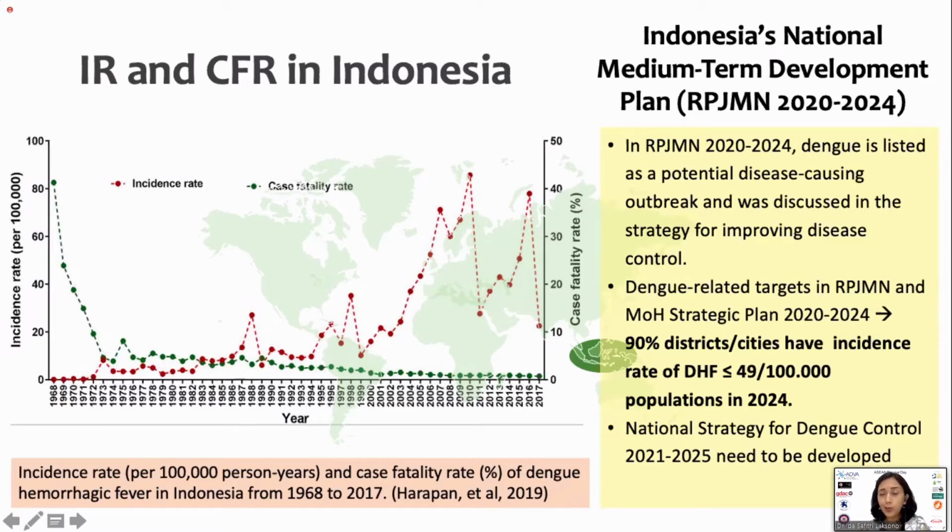Our government has also put the dengue control strategy in Indonesia's National Medium-Term Development Plan, or RPJMN, 2020-2024. Dengue is listed as a potential outbreak-causing disease, and it was discussed in the strategy for improving disease control. One of the targets by 2024 is that 90% of districts and cities in Indonesia have an incidence rate below 49 per 100,000 population. And to achieve this, we need a national strategy for dengue control to be developed.